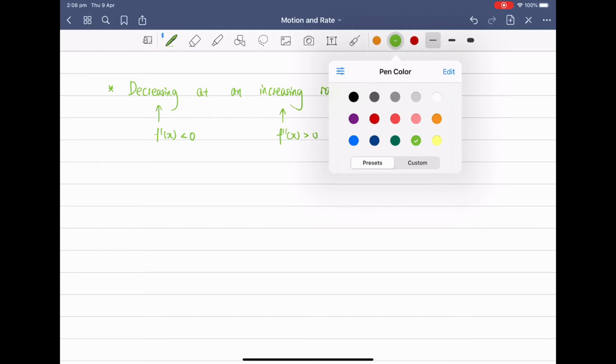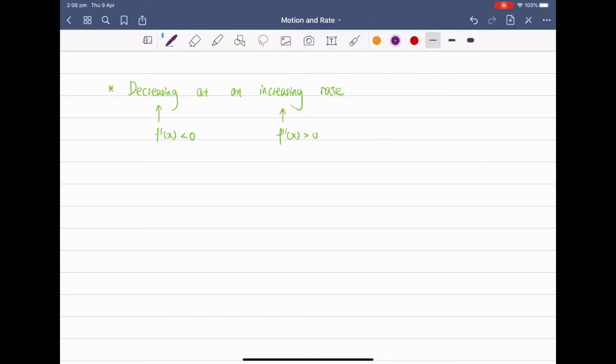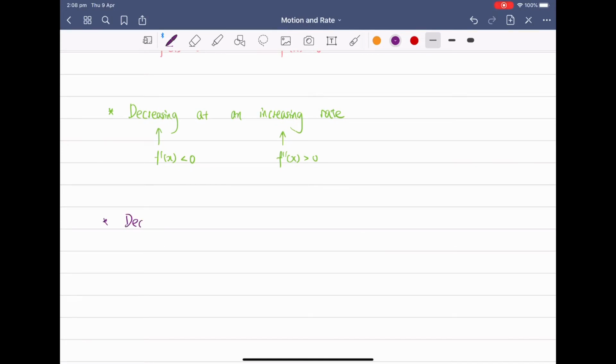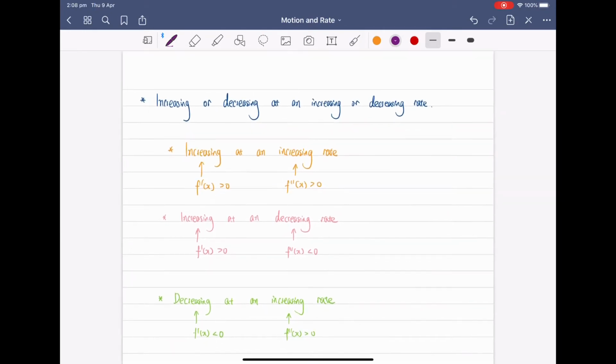All right, so the last one is decreasing at a decreasing rate. So decreasing, the first derivative is less than 0, and for the decreasing rate, the second derivative is also less than 0. Okay, so let me draw the graph so you will understand a bit more about this. Now, increasing at an increasing rate, you can see the graph looks like this, okay?